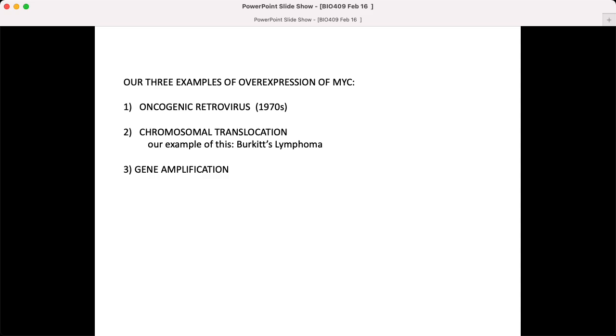The first 2 are, let's give it a different regulatory region. Either a retroviral regulatory region that's just going to make lots of Myc, or a chromosomal translocation. Those are two very different stories, but they have the same effect: too much Myc. And the third one is this kind of curiosity, where you just accidentally duplicate the gene a bunch of times. So you have many, many copies of it, and you make too much Myc that way.